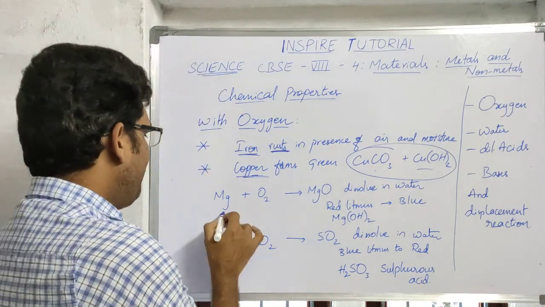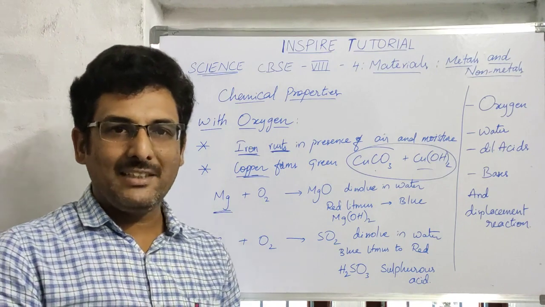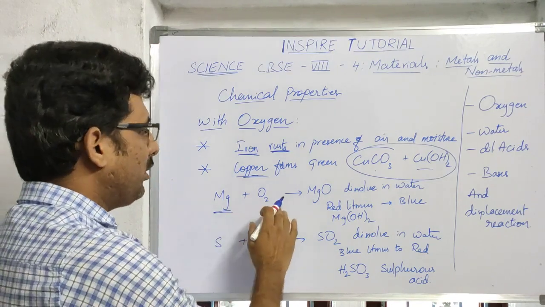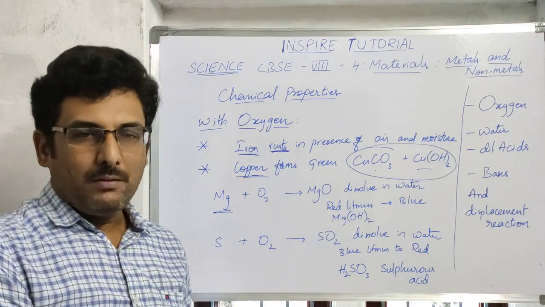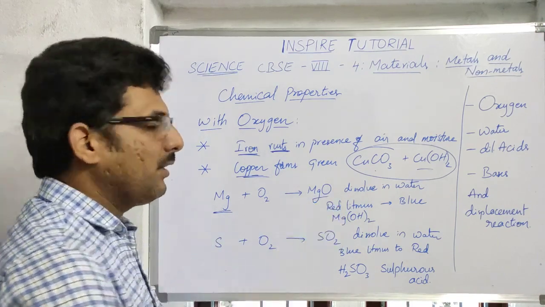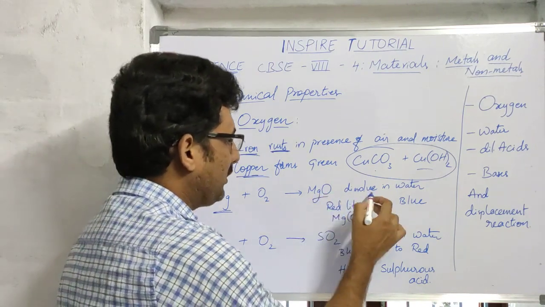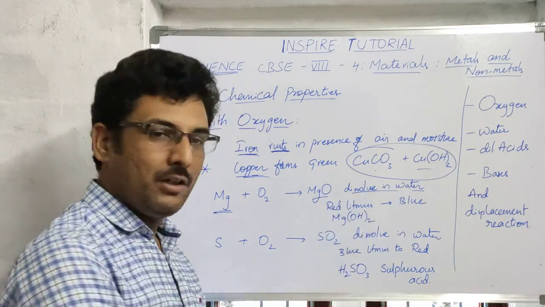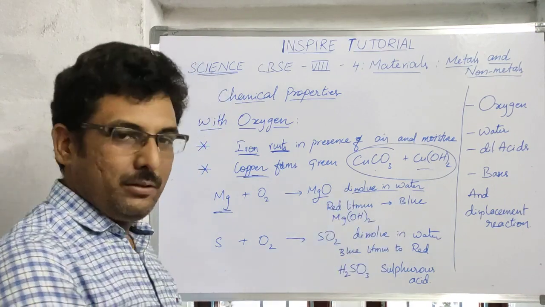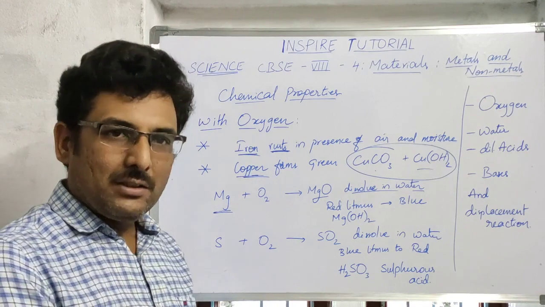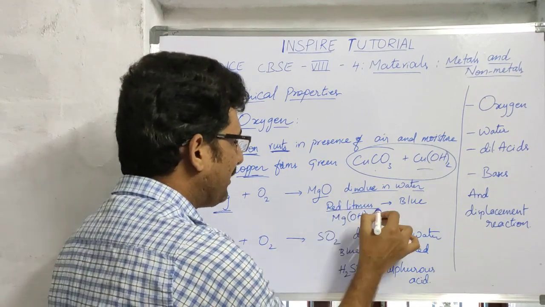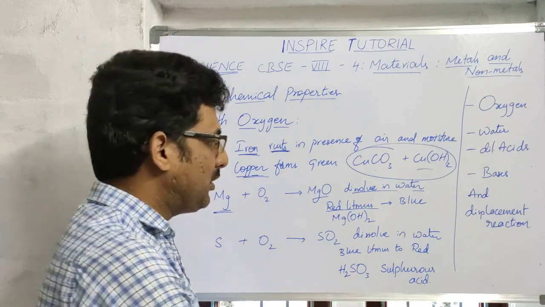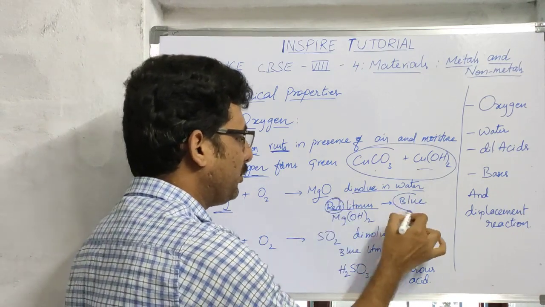And then how do we distinguish between metal and non-metal? For example, if you take magnesium, burn magnesium in presence of oxygen. When you burn magnesium in presence of oxygen, you will get a compound called magnesium oxide. Dissolve this magnesium oxide in water. When you dissolve magnesium oxide in water, you will get a new substance, and you are going to test that substance with red litmus. When you put a red litmus paper into that mixture, the red litmus changes to blue color.